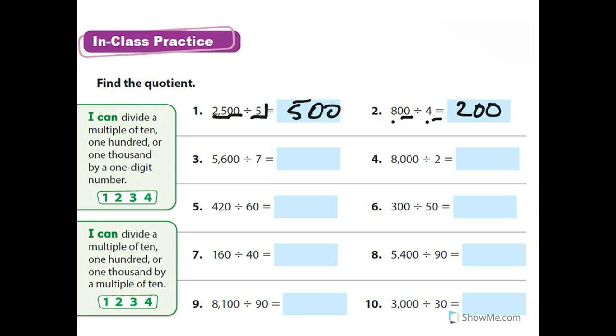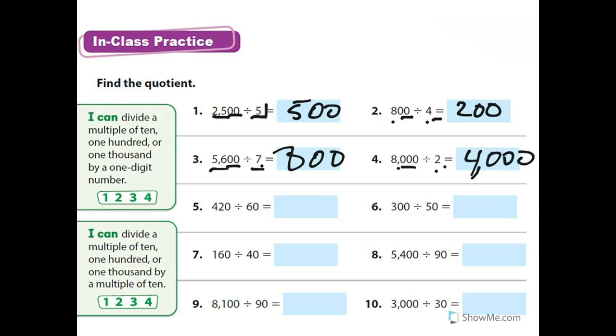Well, if you're having trouble with your division facts, remember you can use your multiplication chart to find your division facts. So make sure you're doing that if you need some help with it. All right, so 56 divided by 7 is 8. 2 zeros minus no zeros is 2 zeros. And then 8 divided by 2 is 4. 3 zeros minus no zeros is 3 zeros.